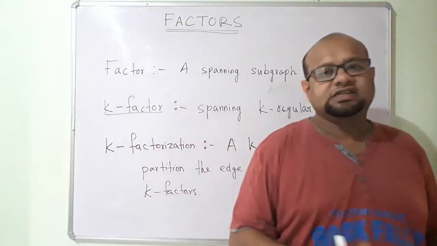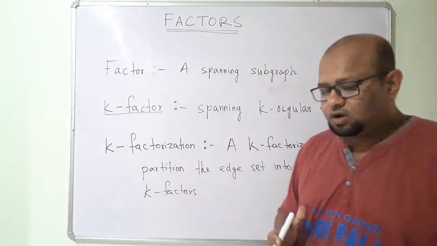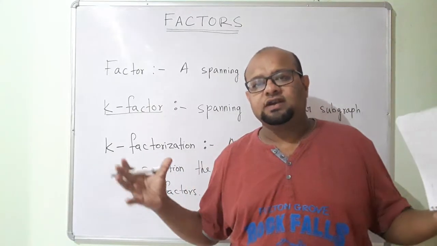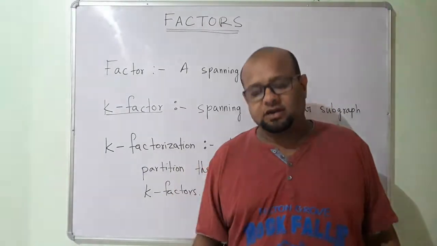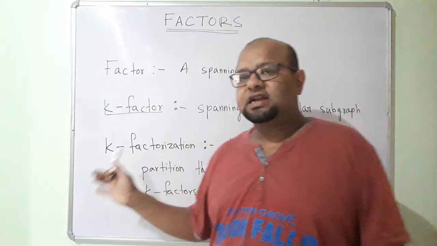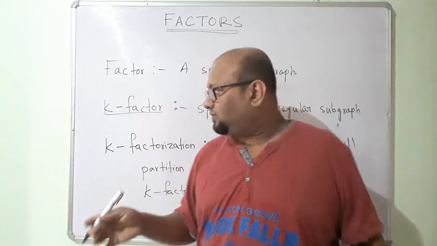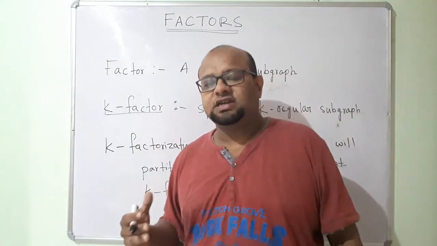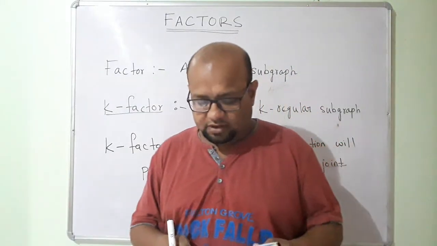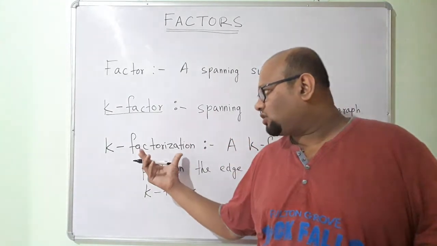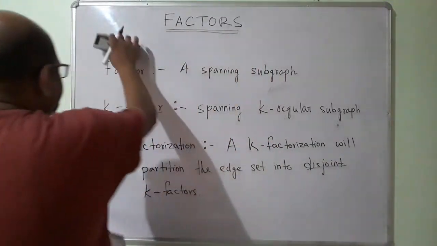Say we had some graph and we can divide it into different k factors. All this edge set would be divided into different factors, and if we take the union of all these different factors, we get back the original graph. In that case, this process of dividing the graph into different k factors is called k factorization. A graph that can be divided in such a way is called k factorable. A graph that can be k factorized is called a k factorable graph.